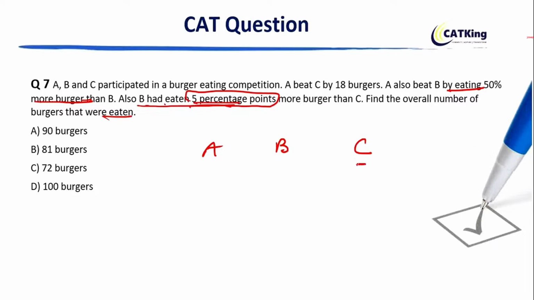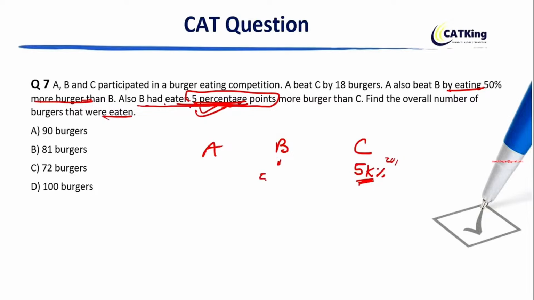If I suppose that the value of C is 5k percentage. Suppose this is 20%. The value of this is 5k percentage, right? Why 5k? Why not k only or x only? Because it is written 5 percentage points. Hence 5 will be common and this will make my calculation easy. That's why I am taking 5k percentage. Okay. So B had eaten 5 percentage points more.